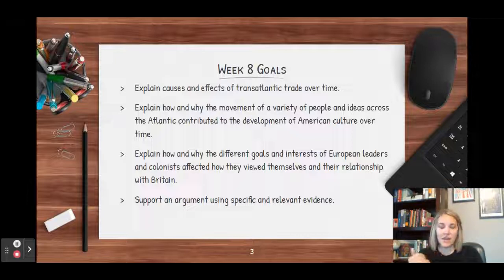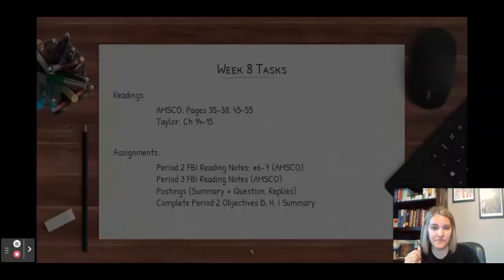And then finally, our skill-based objective this week is to support an argument using specific and relevant evidence. We've worked on this objective before, but this week we're in particular going to be looking at it in regards to using documents as evidence.